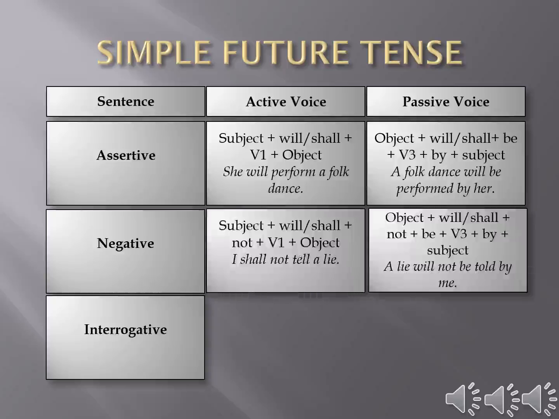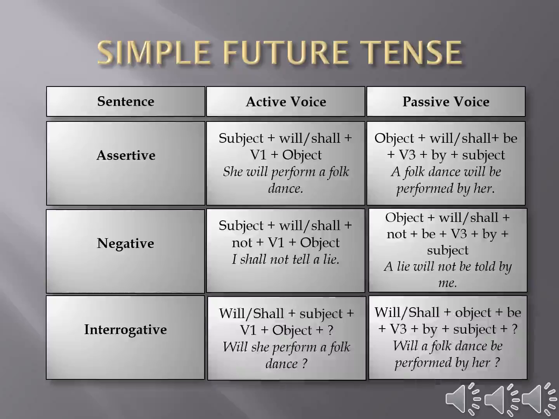The same rules are followed in negative and interrogative types. Let's read out the examples. In negative type, the active sentence is I shall not tell a lie. Its passive answer is a lie will not be told by me. In interrogative type, the example is will she perform a folk dance? And the passive voice is will a folk dance be performed by her?